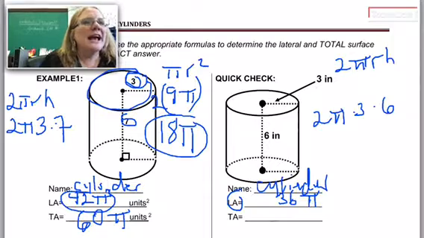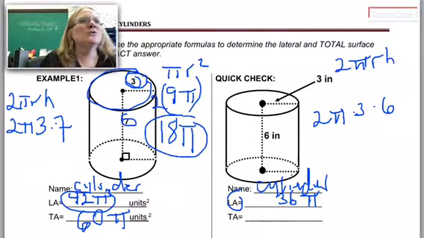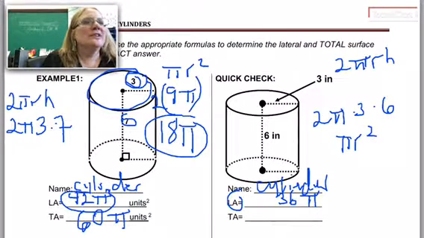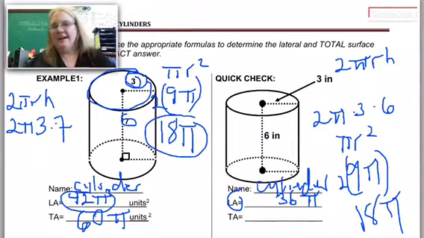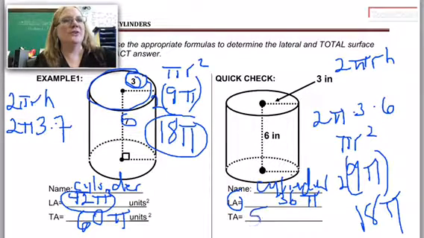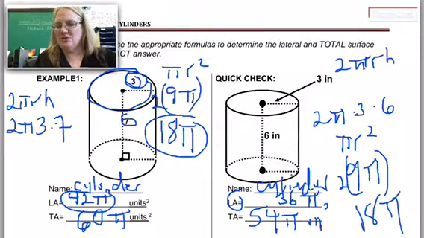And then to that we're going to add the area of the two circles. Again, pi r squared. So that is 9 pi, and there's two of them. So 2 times 9 pi is 18 pi. We're going to add 36 and 18, and we get 54 pi, and this would be inches squared.